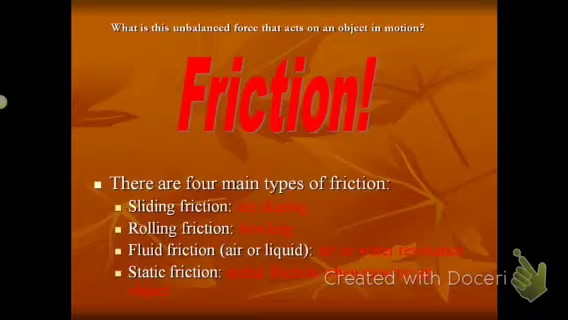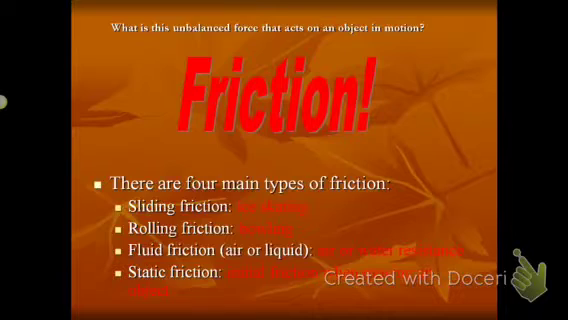There are 4 main types of friction. The first one is sliding friction. An example is ice skating. Okay. Another one is rolling friction. So anything that's rolling. A soccer ball has rolling friction after you kick it and it's rolling. A bowling ball has rolling friction. The other one is fluid friction. We talked about that. It's air or liquid, so air or water resistance. If you're swimming, that's fluid friction. If you're running, you can feel that air on your face. That's fluid friction. That's air resistance.